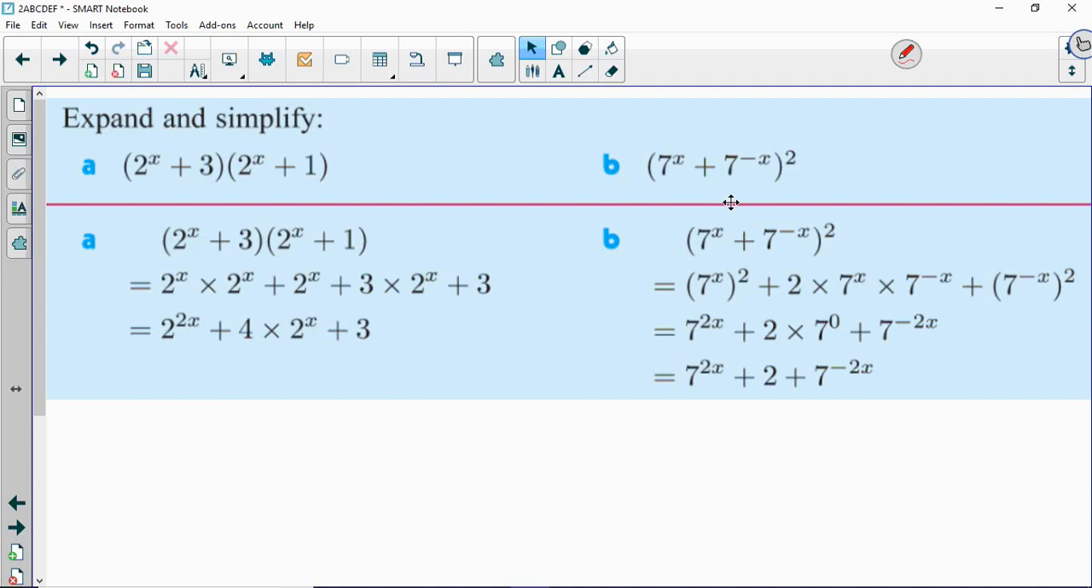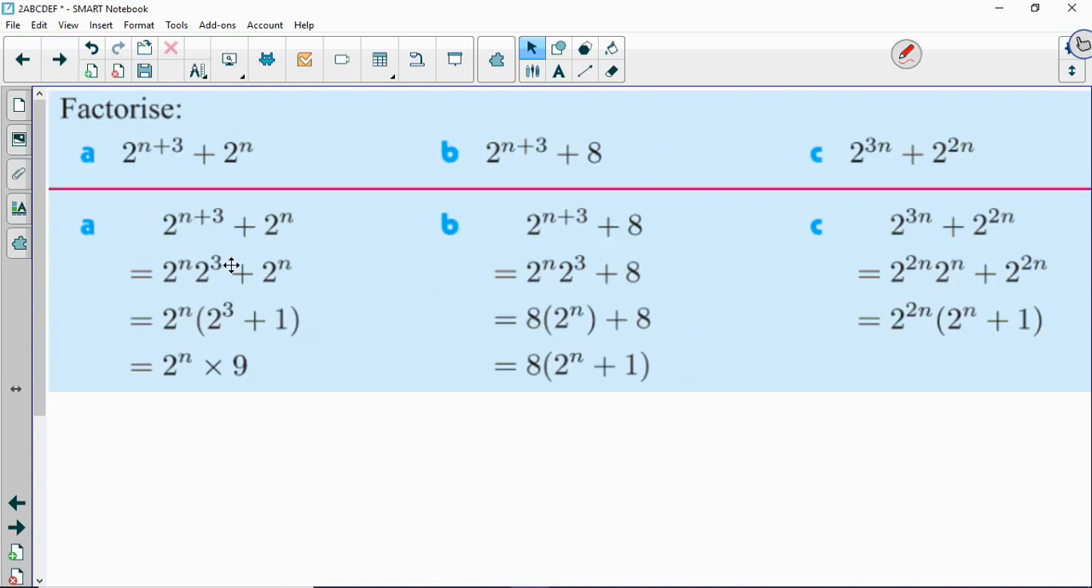Again, perfect square trinomial. So it's going to be 7 to the x, squared, plus 2 times 7 to the x times 7 to the negative x, plus 7 to the negative x, squared. Excuse me, I said 7x those times; it's 7 to the x. And so we get something like that. Wow, wonderful. We should also be able to factor various expressions with exponents.